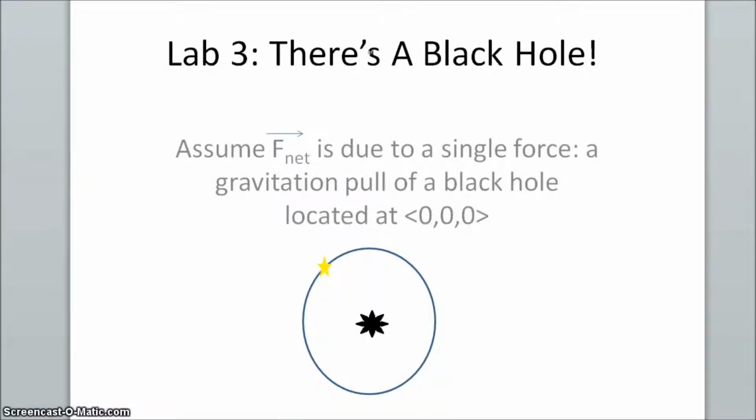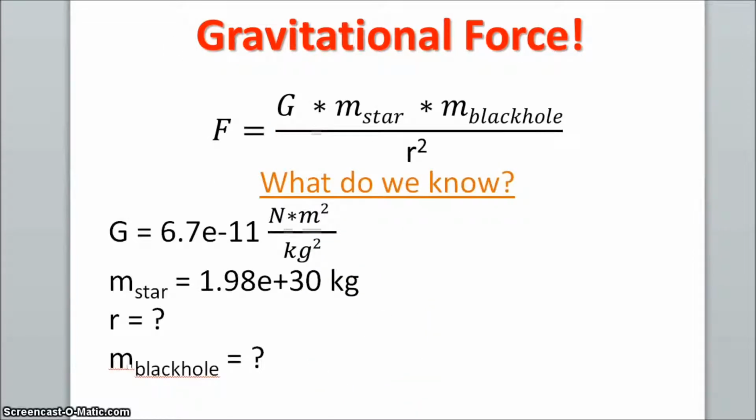Lab 3. Assume that the net force is due to a single force, a gravitational force pulling the star towards a black hole. The black hole is located at the origin. Gravitational force is equal to the gravitational constant G, which is equal to 6.7 times 10 to the negative 11th meters squared over kilograms squared, multiplied by the mass of the star, which in this case is 1.98 times 10 to the 30th kilograms, and the mass of a black hole, which we don't know, divided by the radius squared, another variable we currently don't know.